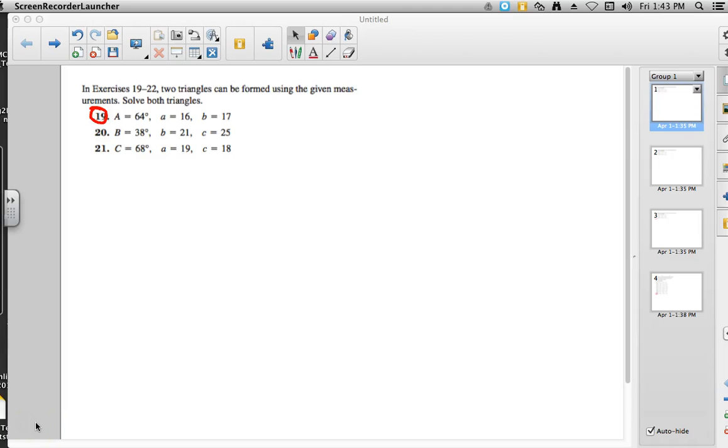These are the frequently asked questions for pre-calculus for section 5.5 day 1. Starting with number 19, it says in exercises 19 to 22, two triangles can be formed using the given measurements.